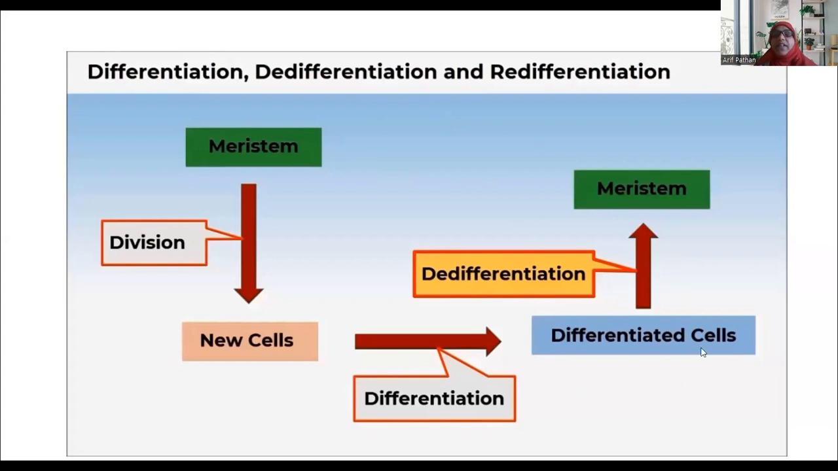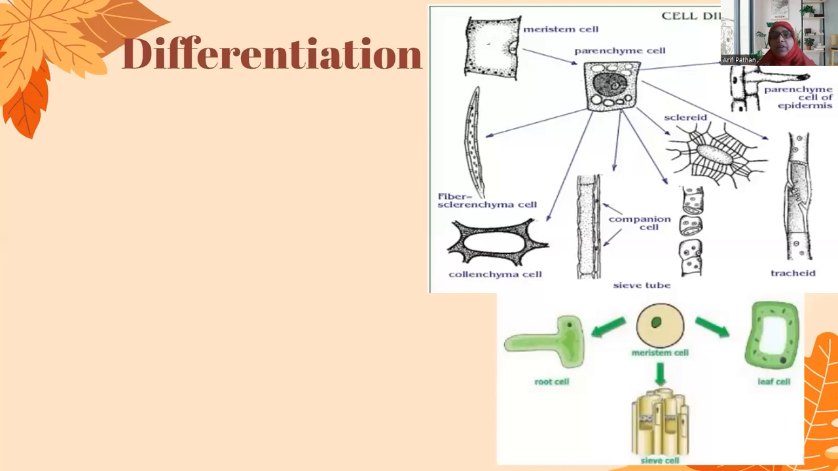Some of the cells, once they are differentiated, can also become meristematic cells again. So that's possible in plants. So let's begin with the first type. As you can see in the picture over here, differentiation is talking about meristematic cells.